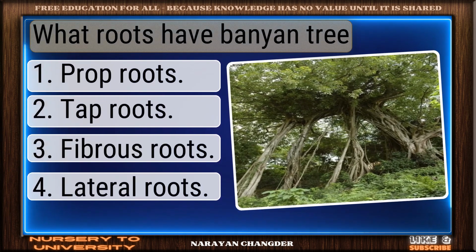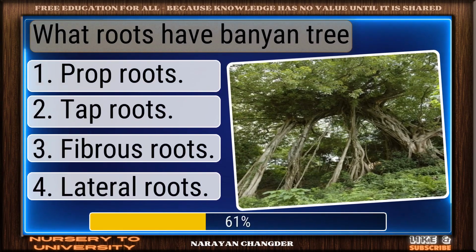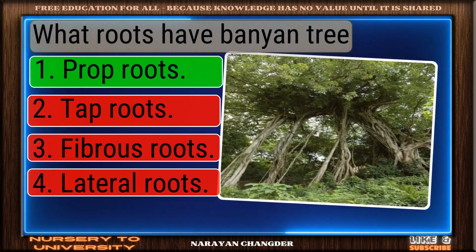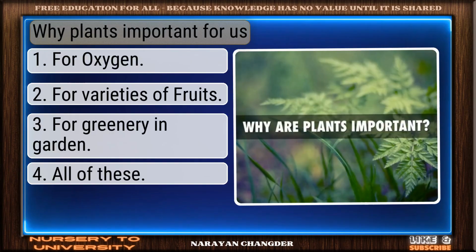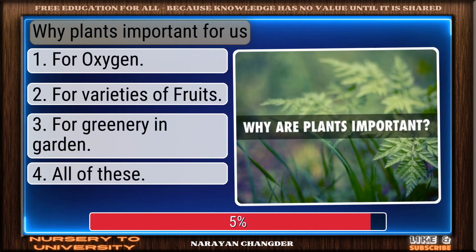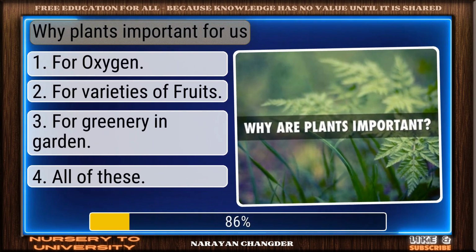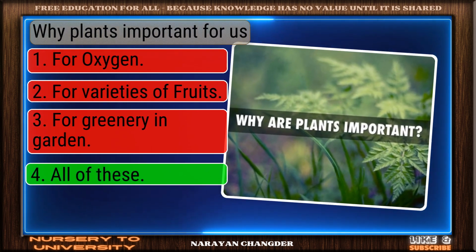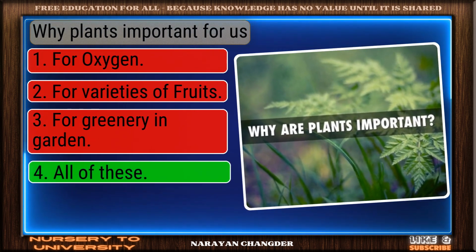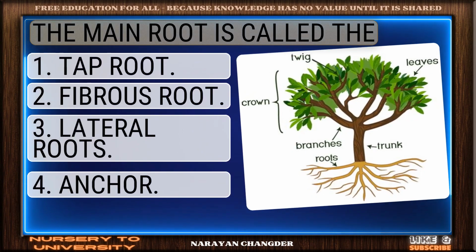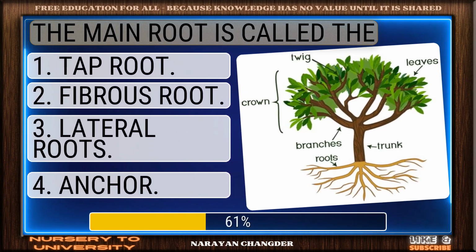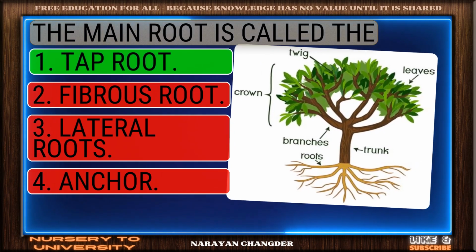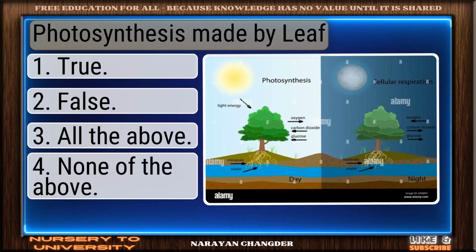What roots does a banyan tree have? Right choice. Prop roots is the best answer. Why are plants important for us? Correct response. All of these is the most accurate answer. The main root is called the... Strong choice. Tap root is the right answer.